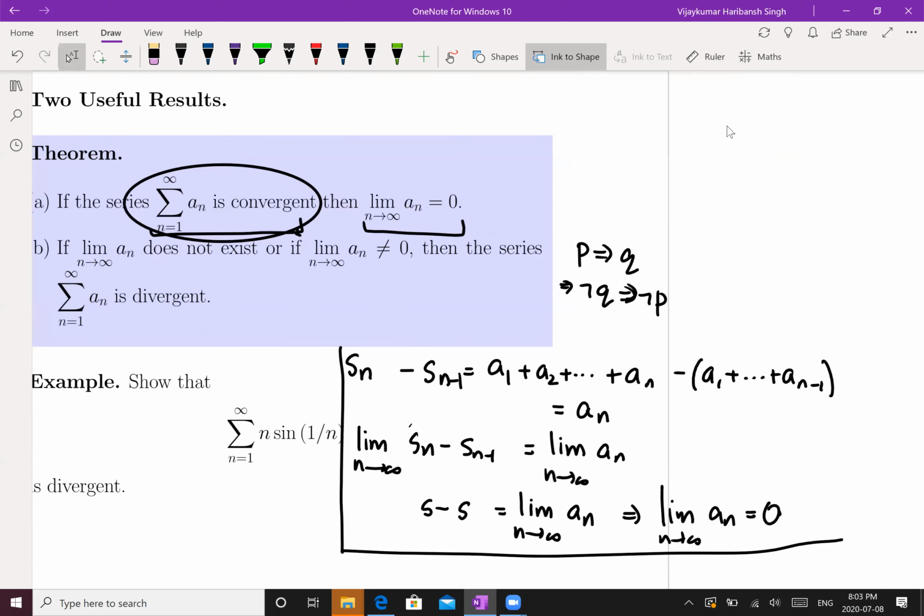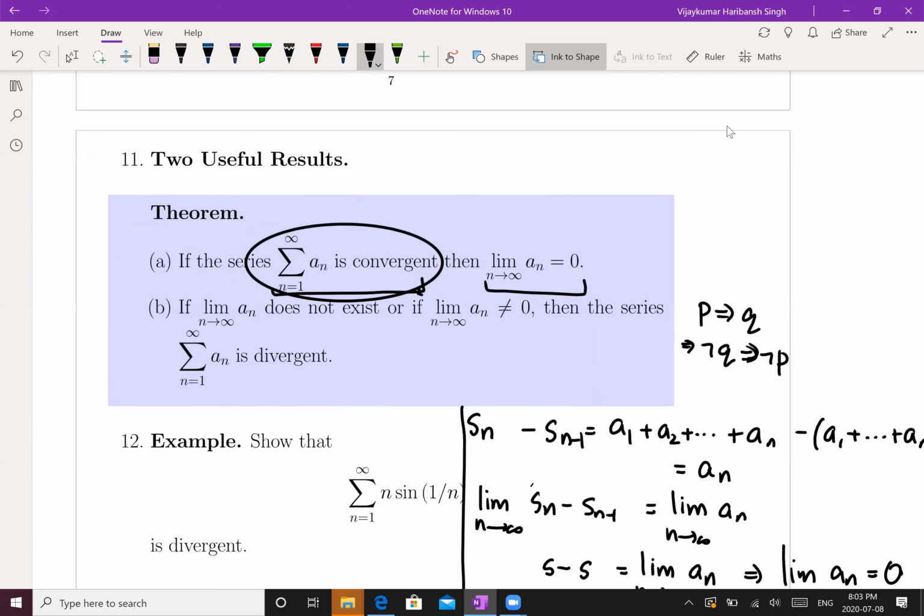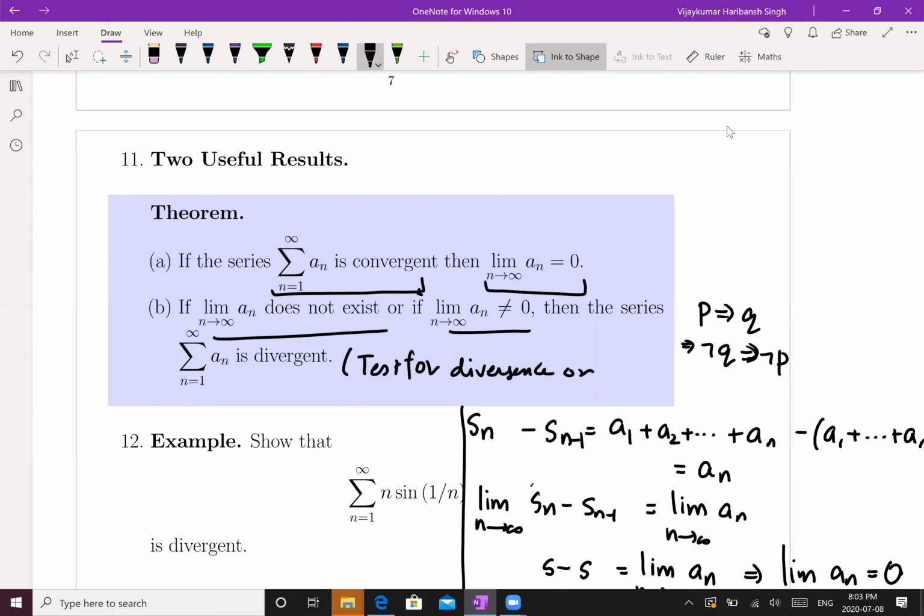Now, what is the contrapositive of this statement? If limit as n goes to infinity of an is not 0, that means it's not 0 or it does not exist, then the series diverges. So this test is called the divergence test, or test for divergence. Whatever you call it, divergence test.